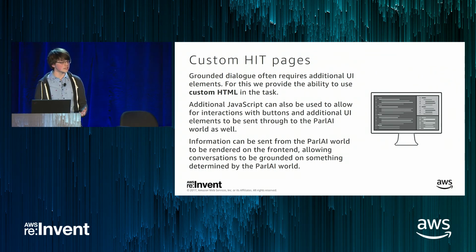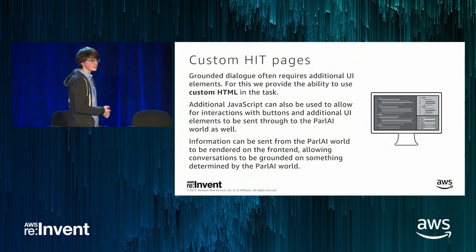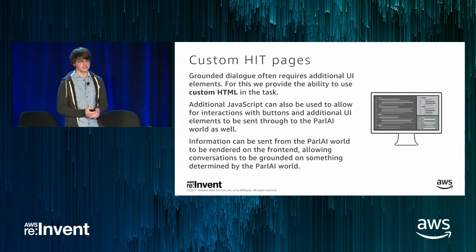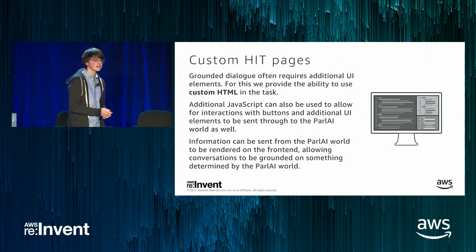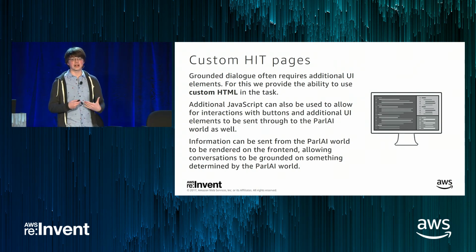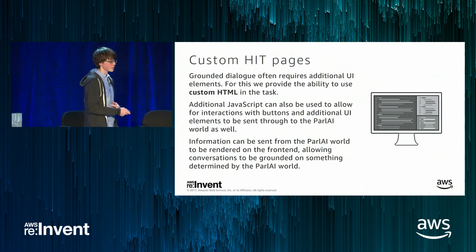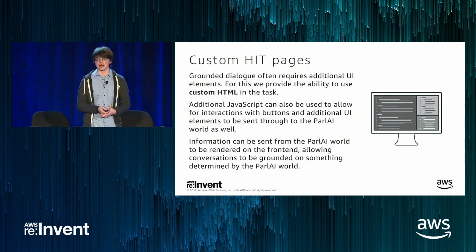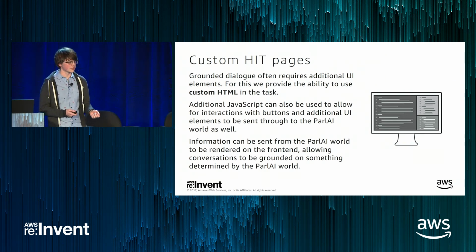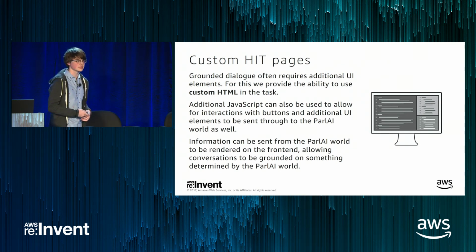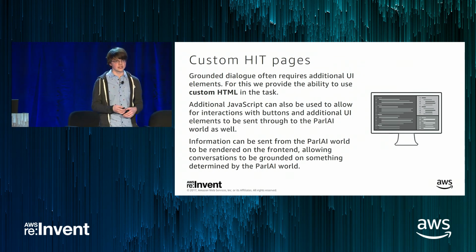On the side of actually rendering this, as I had mentioned before, we have these templated HTML and JavaScript. So for grounded dialogue, you're often going to need more UI elements, and we provide the ability to use custom HTML in those templates. You can also use additional JavaScript tied with those HTML elements to make sure that they are being processed by the world and being digested. So you're actually able to do things that are outside of just chatting. You can add additional elements and any number of data points that you might need. Since this information is sent from the Parlay world to be rendered on the front end, and then also sent in actions from the front end to the Parlay world, it's still using the same language. So any number of agents that you set up or test or train using these should be able to unpack that information because it's standard.